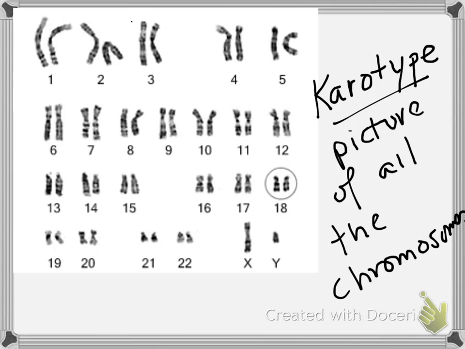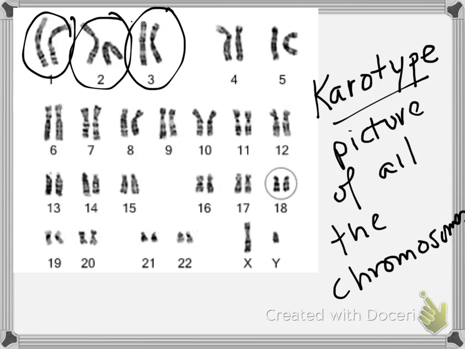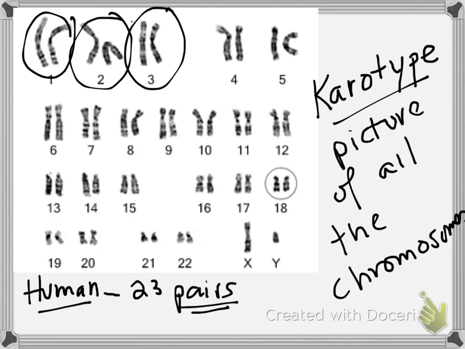What do you notice? Well, yeah, they're different sizes. They're not all the same size. They look like feet, in that there are pairs of them. Okay, that's a good observation. There are pairs of them. How many pairs do you see? Well, that's a pair, and that's a pair, and that's a pair, and that's a pair. Yeah, there are 23 pairs. So this is a human here because there are 23 pairs of chromosomes.